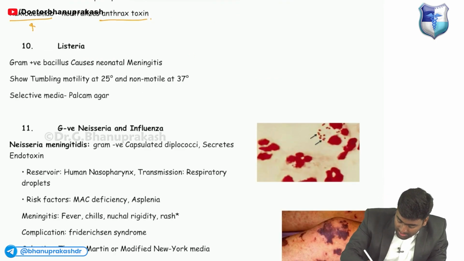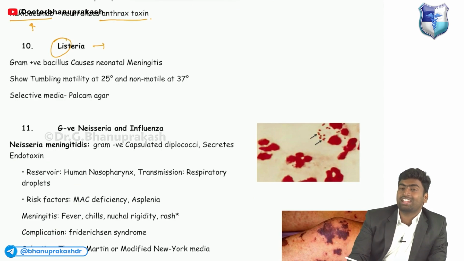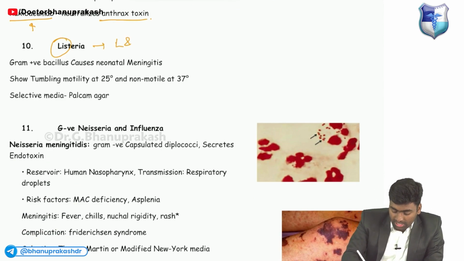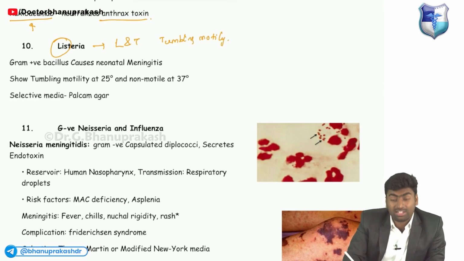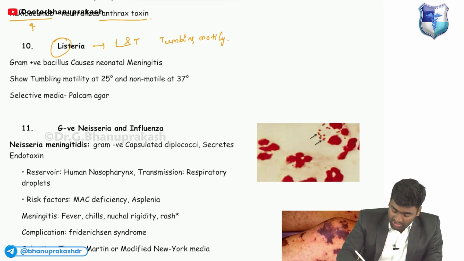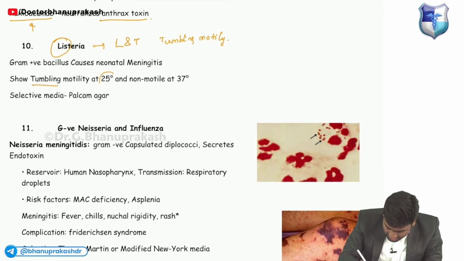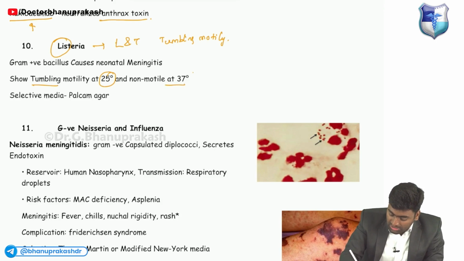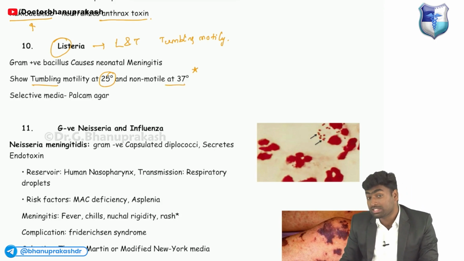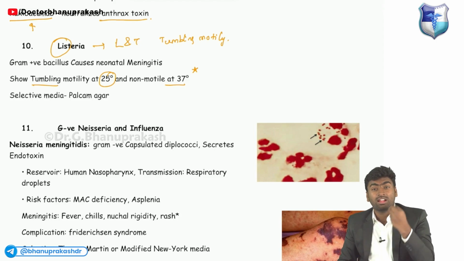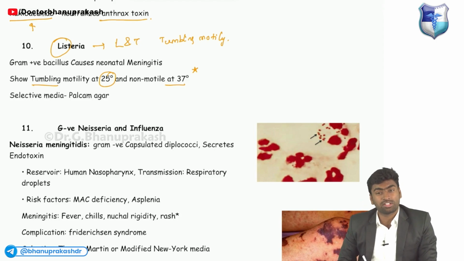Fine. Next, if you see about Listeria, remember Listeria, it will be using this L and T. Remember, it shows tumbling motility. Tumbling motility will be seen in a case of Listeria. Okay. Then, what is this tumbling motility? It means it will be motile at 25 degrees Celsius, whereas it becomes non-motile at 37 degrees Celsius. They will ask you at which temperature Listeria will show tumbling motility. It is 25 degrees Celsius.